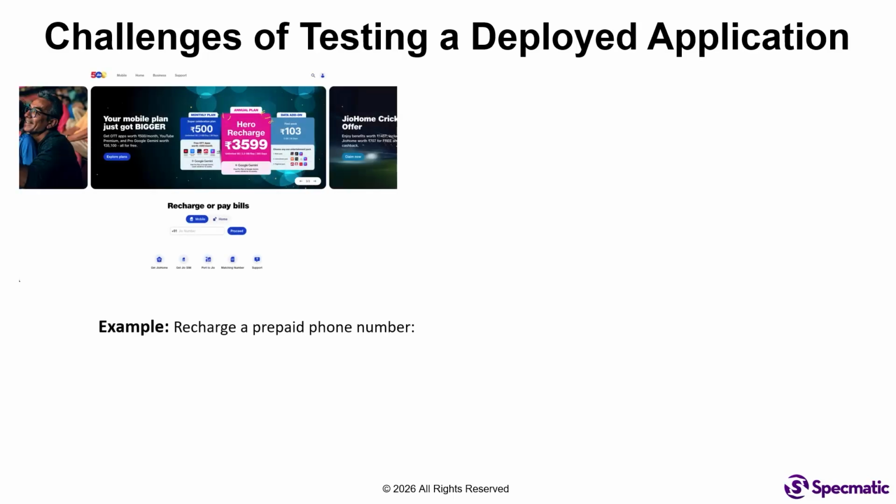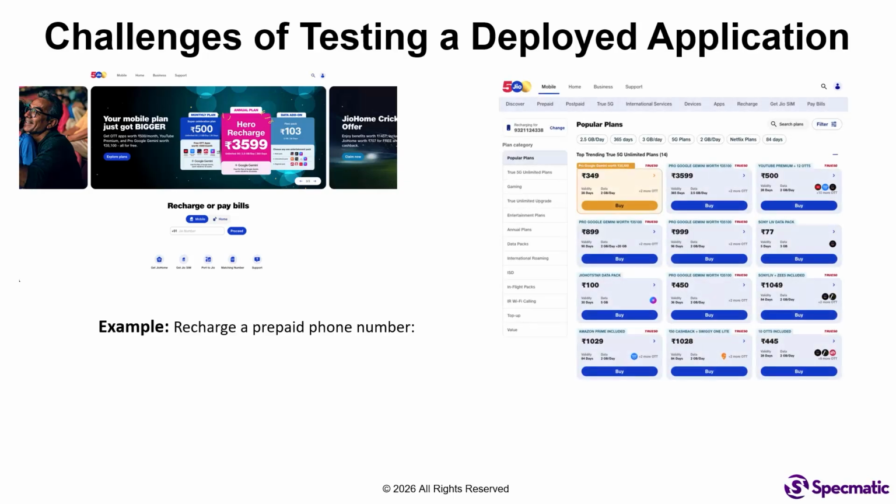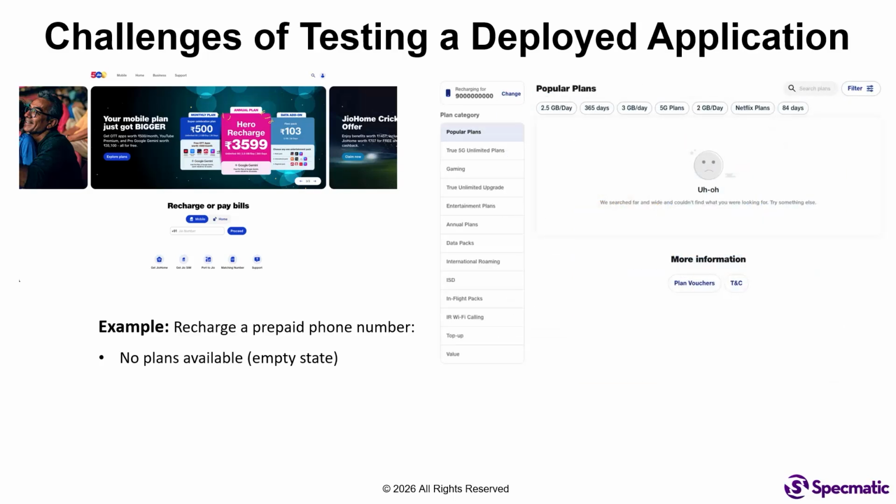Let's look at a concrete example. If I have to recharge a prepaid phone number on the Jio.com application, if I provide a valid phone number, I will see a relevant set of plans for my phone number. But I might want to simulate situations where there is no plan available, to simulate an empty state of my application. Or I want to validate pagination. If there are too many plans available, how is my application going to behave?